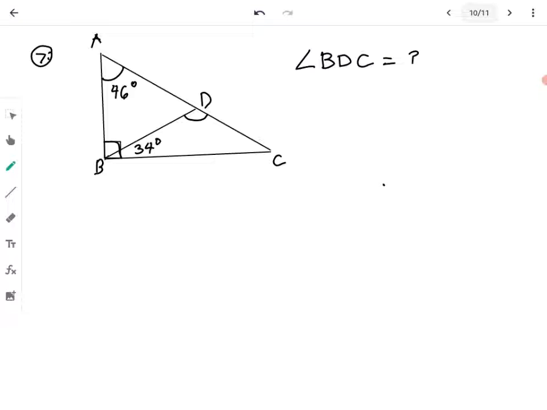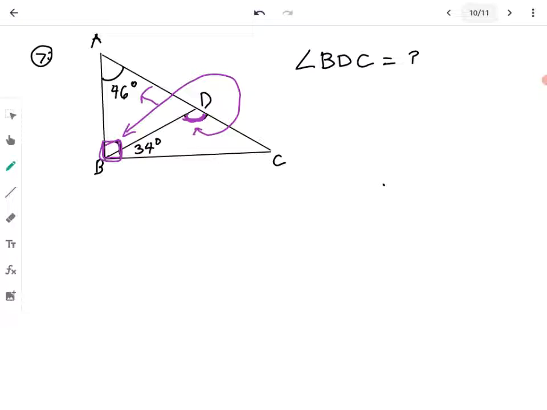Next, what we're looking for is angle BDC, this angle. What's the measure of this angle? And we have another information that this one is 90 degrees. You have to take note of that. As you notice, BDC is actually an exterior angle, and we can relate it to this angle and to that angle.